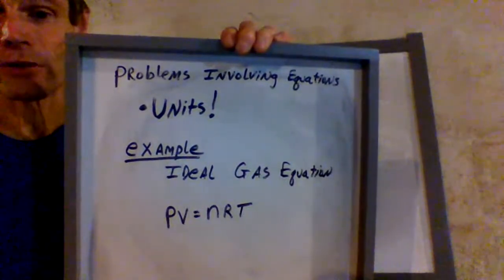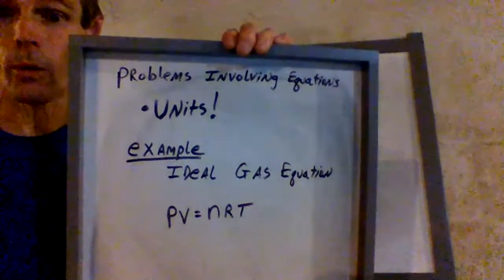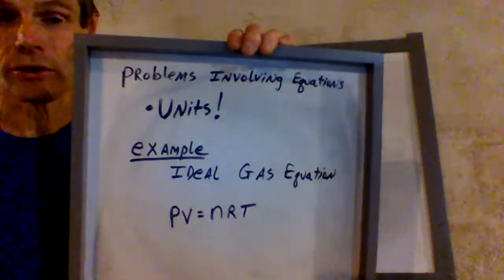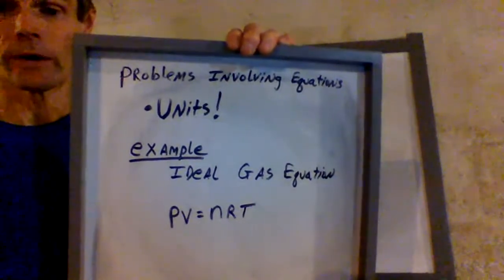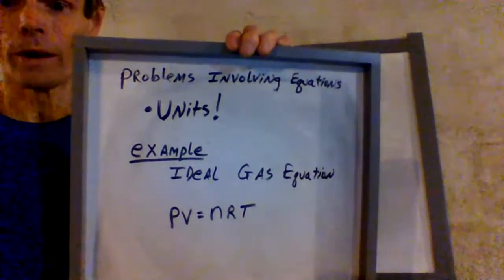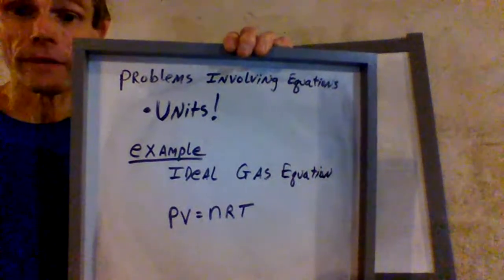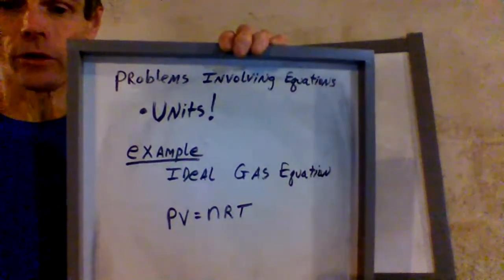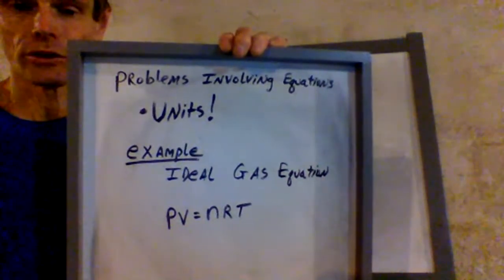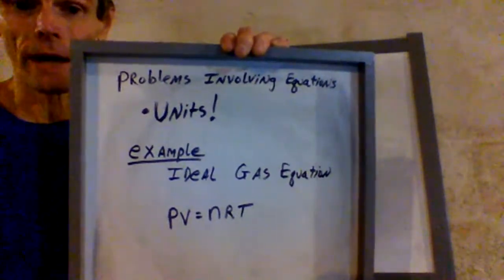Hi, our next stop in solving problems involves using equations. When we use equations, in many cases, we're dealing with variables that we are given and we're solving for one unknown. What's important in these problems are units. The example that we're going to focus on is the ideal gas equation, PV is equal to nRT.